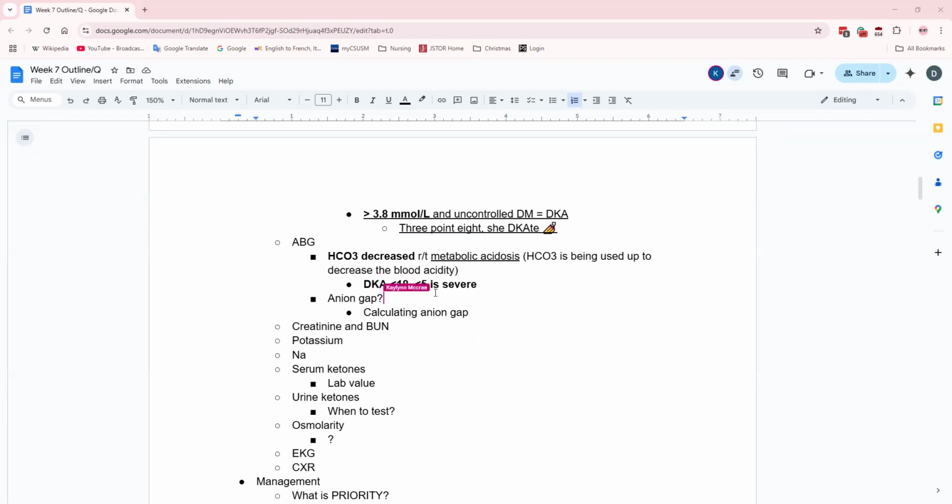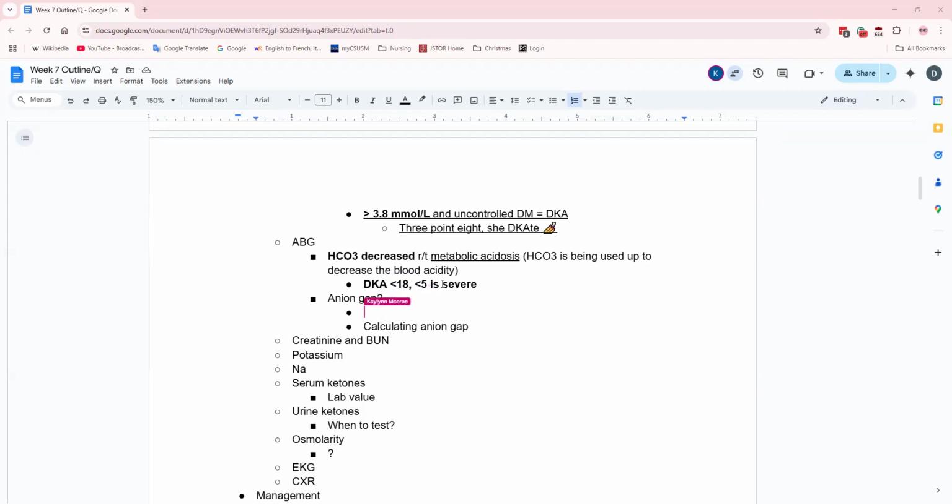And then here I was talking about anion gaps. So what is an anion gap? The difference between the cations and the anions. Yeah, so it's the difference between your cations and anions.